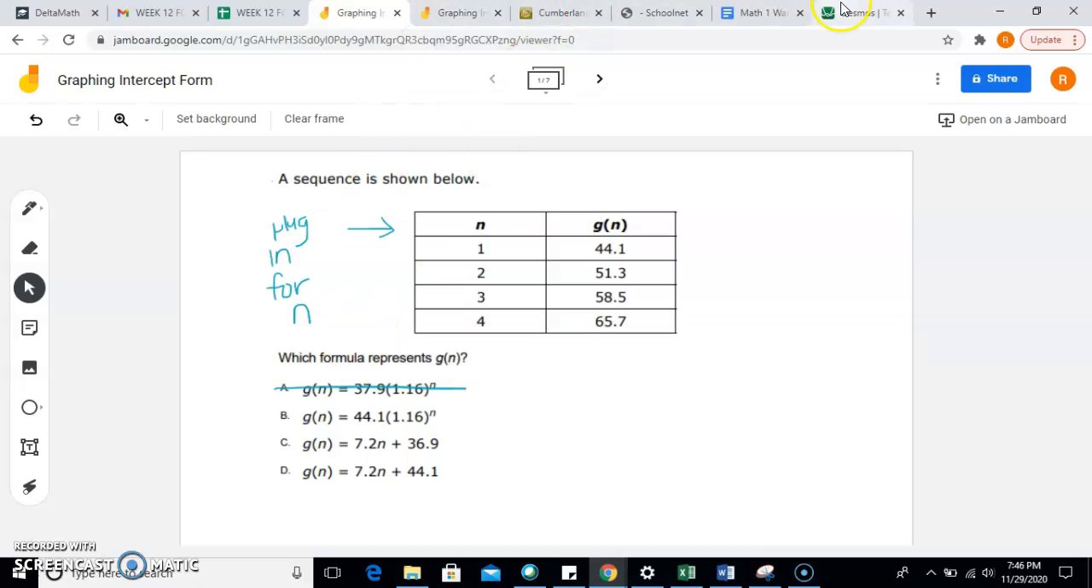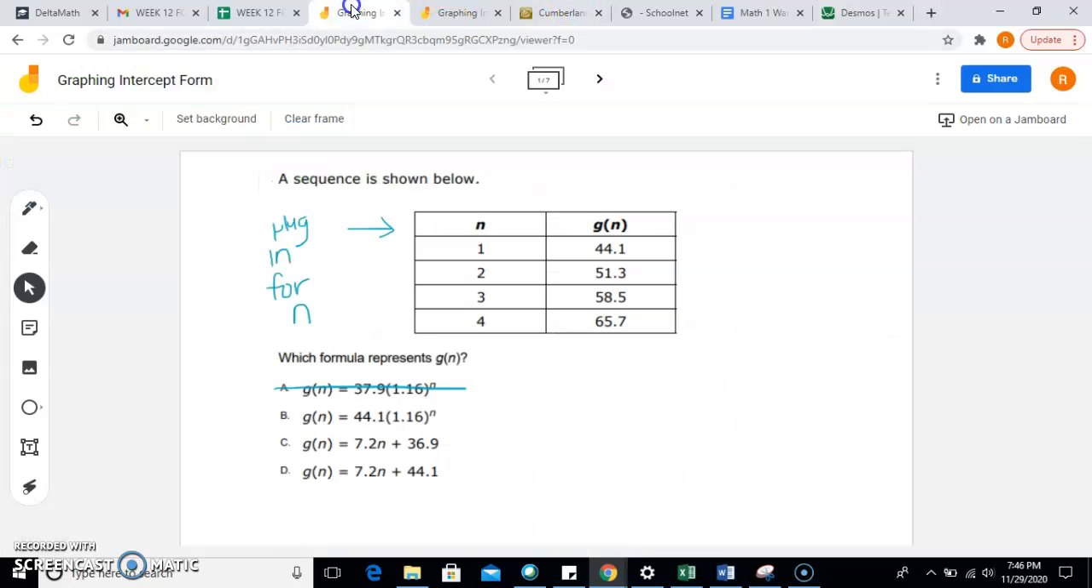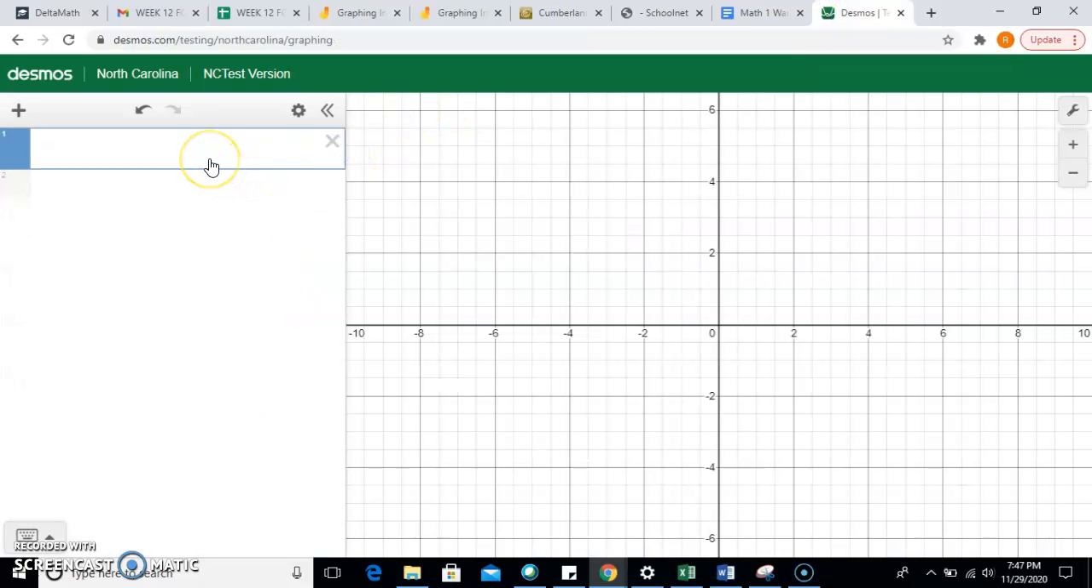Then I can do letter B, same thing. I needed 44.1 to be my answer, and that came out to be 51.156. So it's not letter B. Moving on to letter C. So that gave me my 44.1.